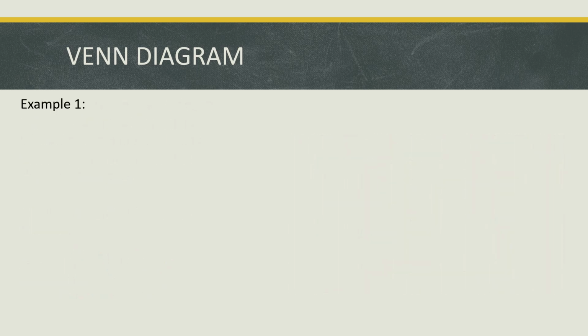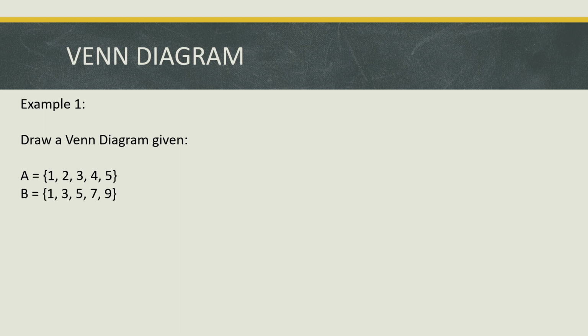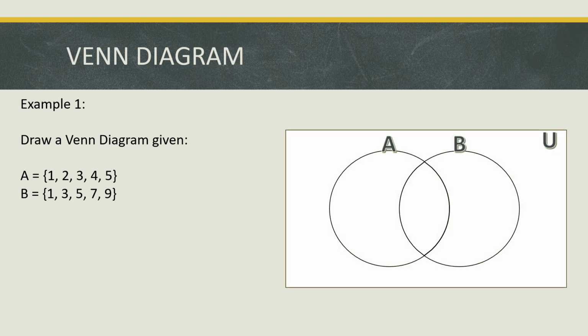Let us try more examples. Example 1. Let us draw a Venn diagram given set A with the elements 1, 2, 3, 4, and 5, and set B with the elements 1, 3, 5, 7, and 9. So for us to show it again, since we have two sets, we're going to draw two circles inside the rectangular shape. And this will serve now as our Venn diagram. The first circle is our set A, and the second circle is our set B.